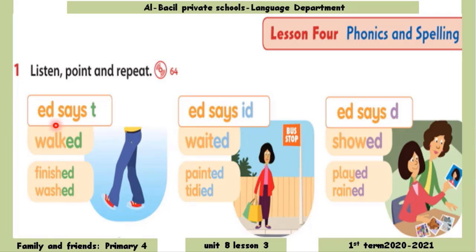Listen and repeat. ED says T: walked, finished, washed. ED says ID: waited, painted, tidied. ED says D: showed, played, rained. Okay.